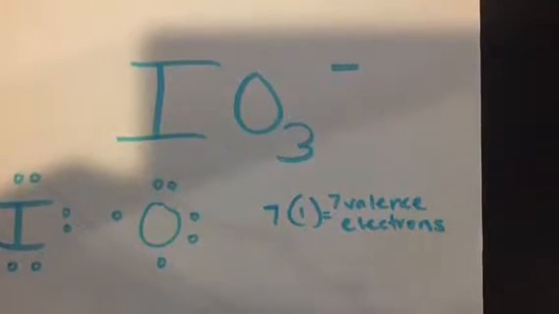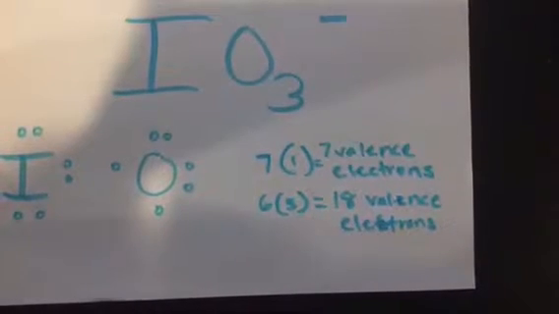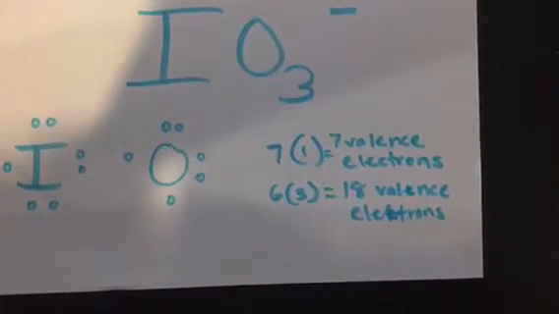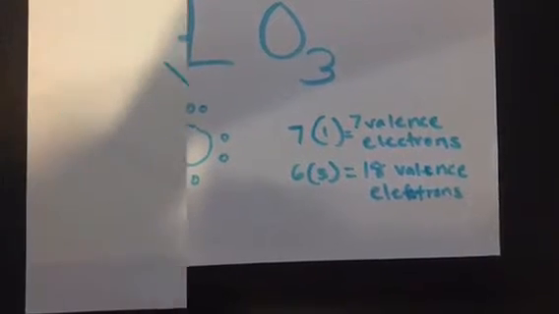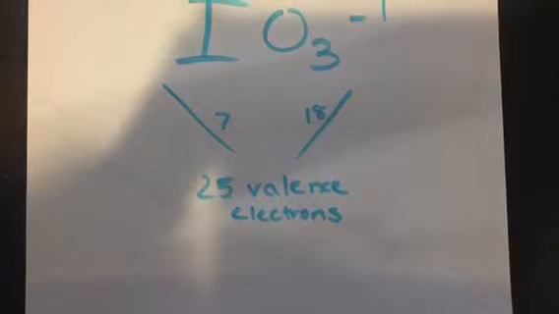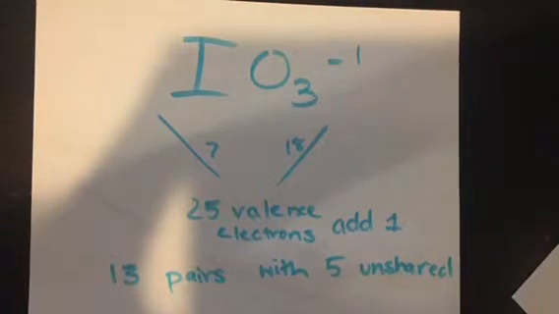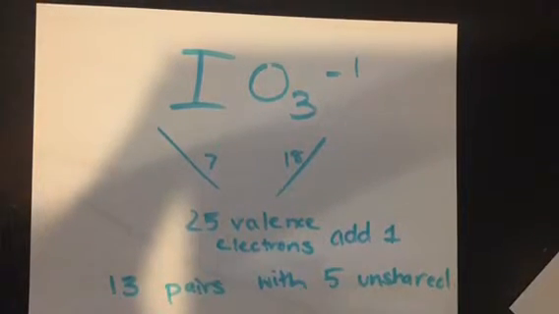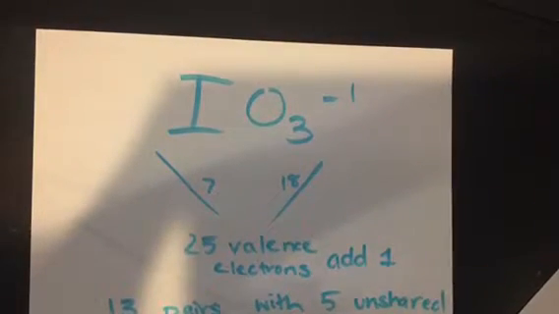Now we look at oxygen, which has 6 valence electrons, which we multiply by the 3 oxygen atoms, in turn giving us 18 valence electrons in total. Once you add these two together, you should have 25 valence electrons in total. Since 25 is an odd number, you have to follow the rule of the octet and add 1, which gives us 26 total, 13 pairs with 5 unshared pairs.